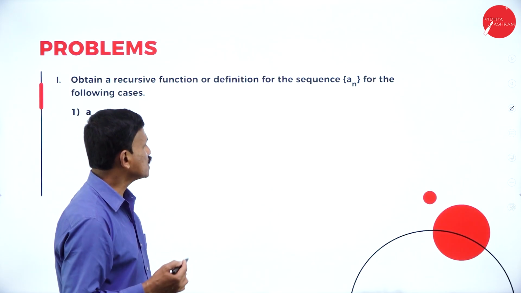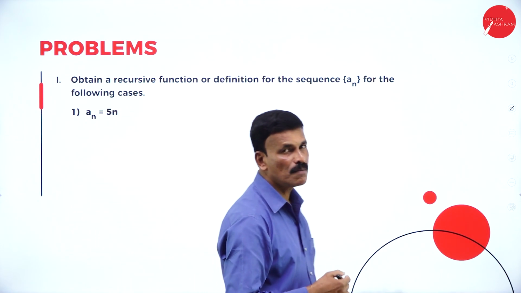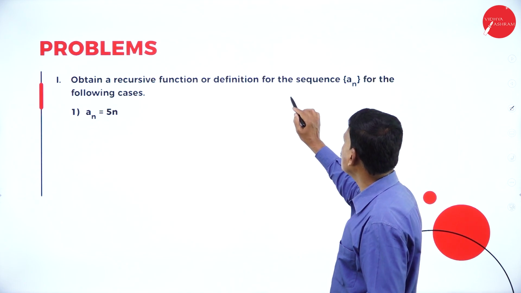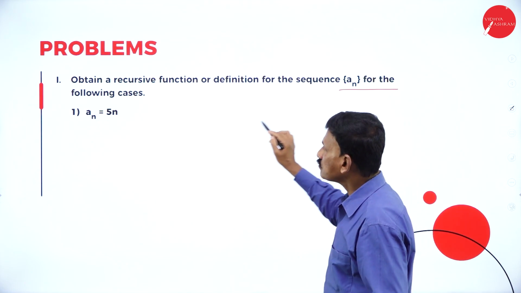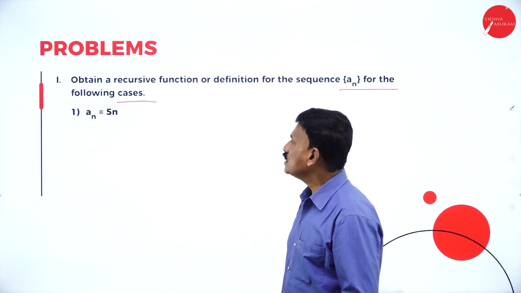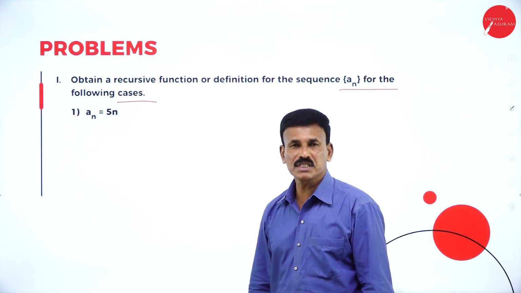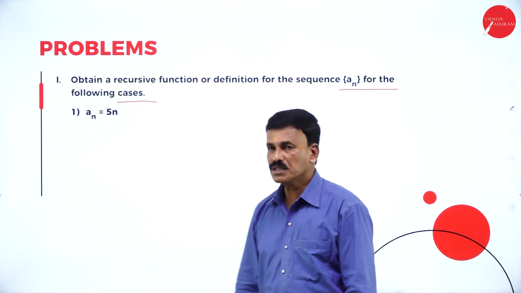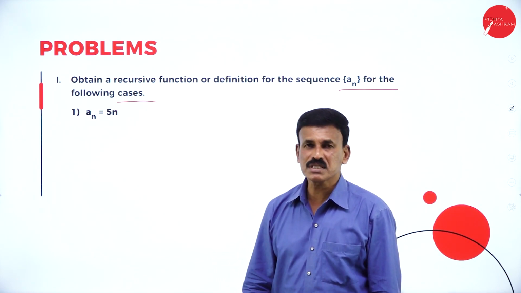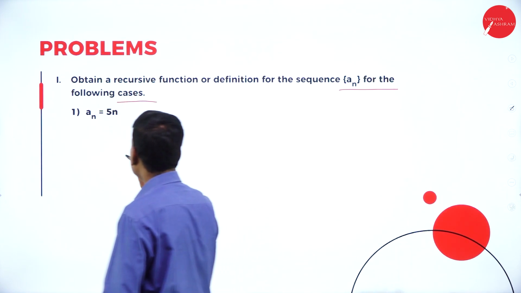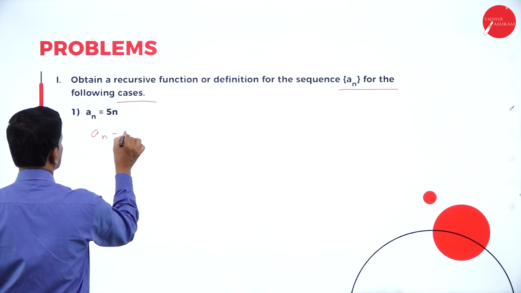That's it. Now let us take an example. In the examination, they may ask the question: obtain the recursive function or definition for the sequence an for the following case. Let us consider the first problem. If an is equal to 5n, which is nothing but the multiple of 5, just find out and express it in the recursive form. Now what is given here? an is equal to 5n.